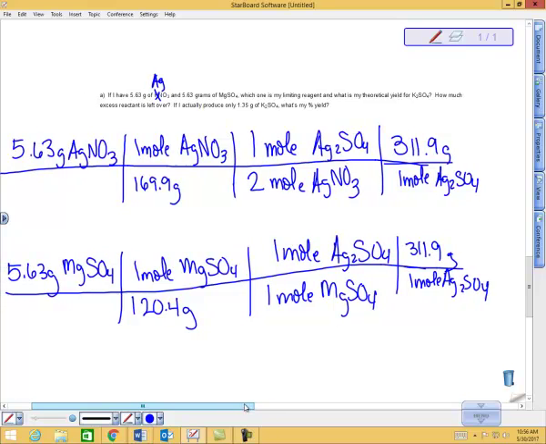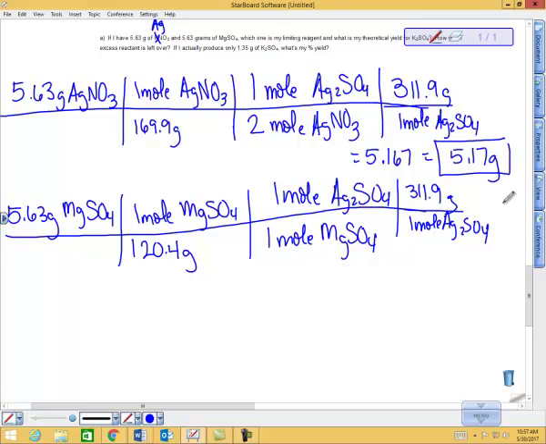Okay, so you're going to get 2 answers, and we already said this before, but I'm going to say it again. The lesser number is the maximum you can make, your theoretical yield. So I'm doing that top one, 5.63 divided by 169.9 divided by 2 times 311.9. On this one, I'm reducing to 3 sig figs. I got this on my calculator, 5.167. So what should I need to reduce that to? 5.17 grams. Okay, so this one is 5.17.